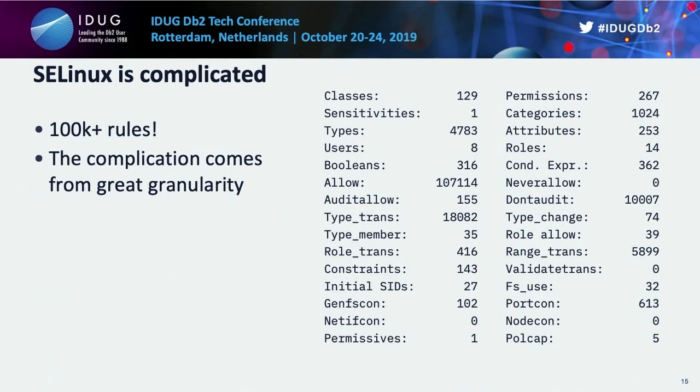There will be transitions somewhere on here. There are different types of transitions, but where's the one we want? I think it's the type transition there, so 18,000 of them is the number of transitions from one domain to another. So there's a lot to get your head around, but unless you're going to go deeply into this, you don't need to know all of it.